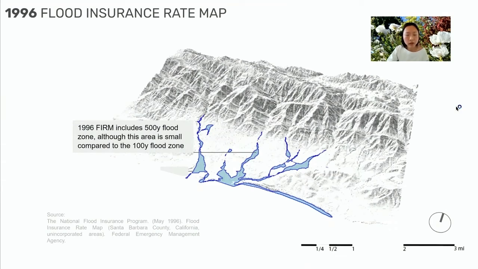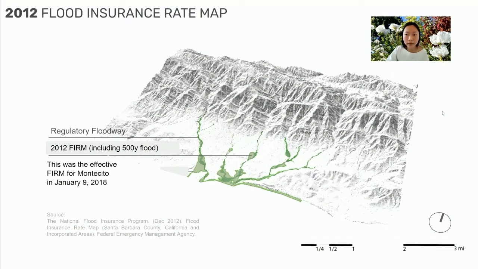And the second map was made in 1996, which is also the first flood insurance rate map made by FEMA for Montecito, and includes both the 100-year and 500-year flood zones, even though the change in area is rather minimal. And the second FIRM was created in 2012. And this is the FIRM that's effective when the 2018 debris flow happened.